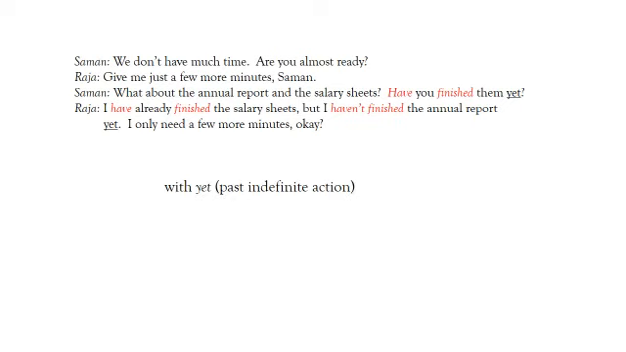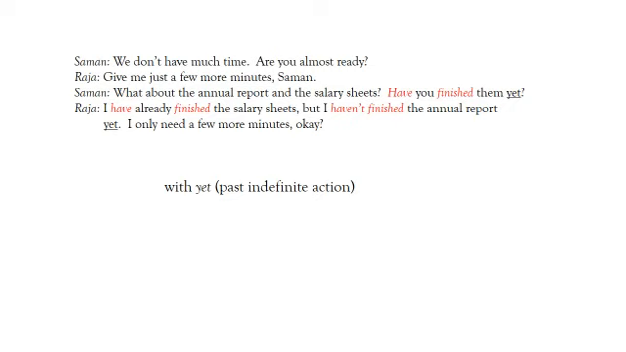Now here, the focus is on the word yet. And yet marks past indefinite action. So, have you finished them yet? Yet is a reference to the present moment in time. And the focus is on the entire past up to that present moment. And that is why we say we're talking about the past indefinite time. This is a past indefinite action.